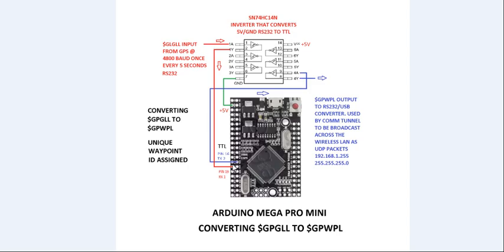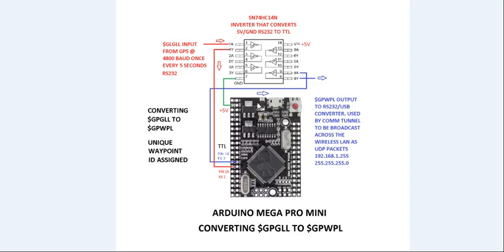So when it goes through the inverter, it comes out TTL. And we're just going to the serial input of the Arduino number 1, and it's doing the conversion coming out on the transmit of serial port number 2, where it goes back into another inverter to come out as RS232, and this output will be going to an RS232 to USB converter, and then sent through the network across the wireless network to the other units.